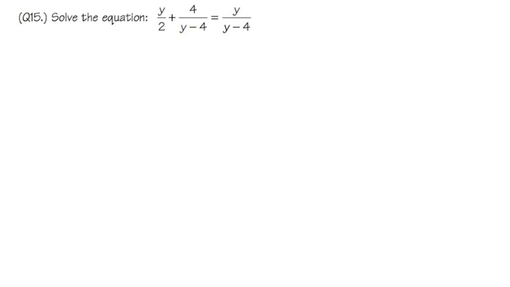Alright, we're going to solve a rational equation. This is how we're going to do it. Let's copy down the equation right here: y over 2, and I'm going to leave the space, and I'm going to put down plus 4 over y minus 4. I'm going to leave the space again. That's equal to y over y minus 4. Alright, that's pretty much my setup.